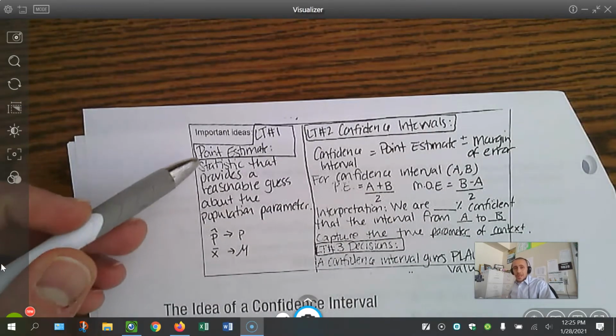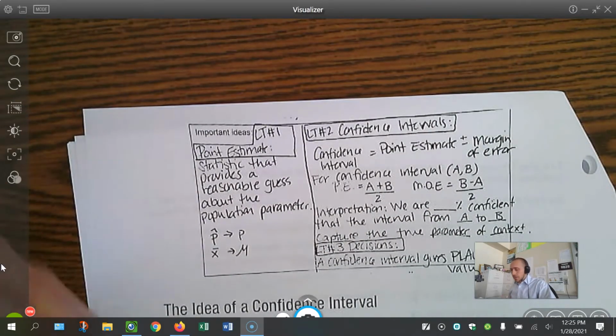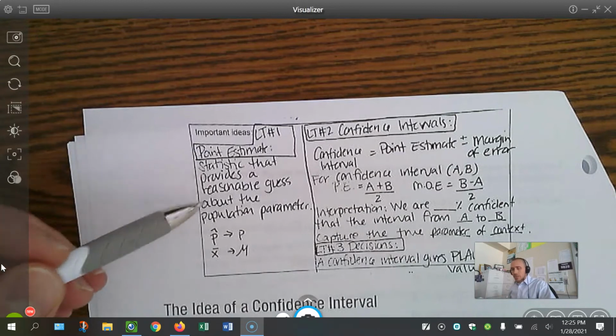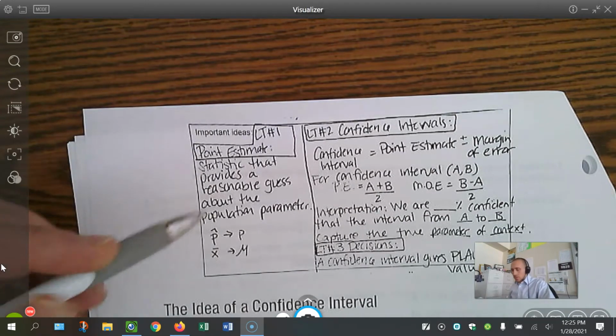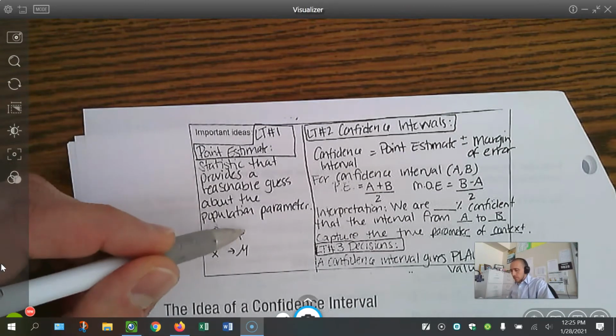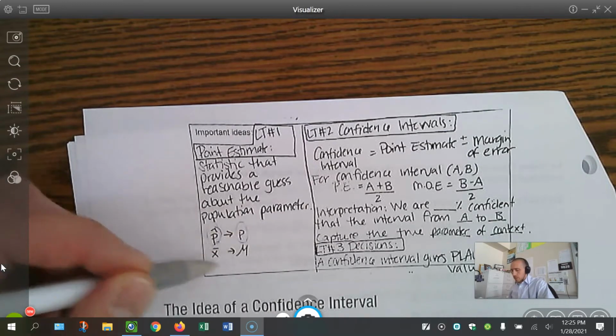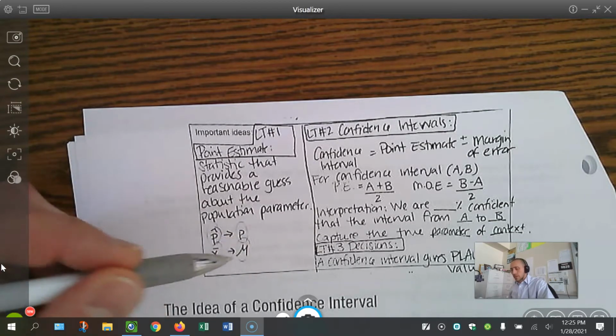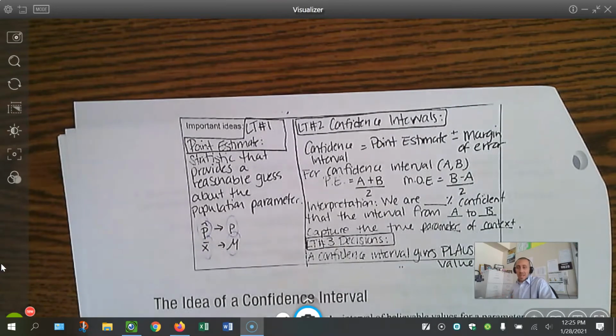Okay, continuing on with lesson 8.1. A point estimate is just a statistic that provides a reasonable guess about a parameter. A sample proportion is our reasonable guess about the population proportion. Sample mean is our reasonable guess about the population mean. It's the best we have because we don't know the values of the parameters.